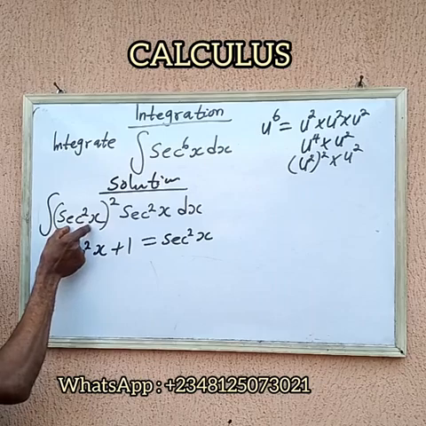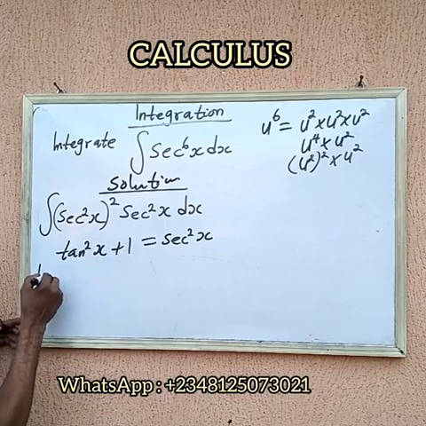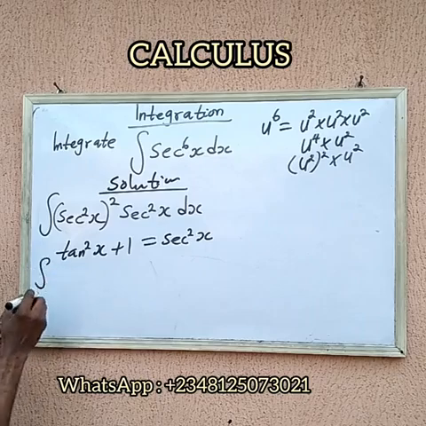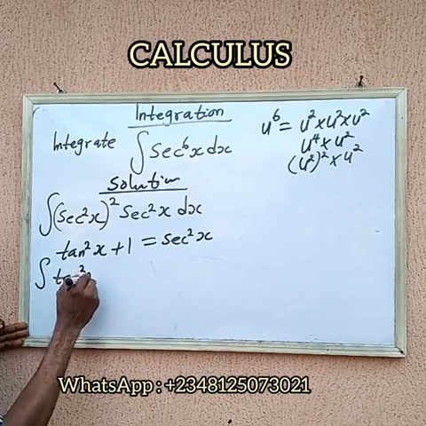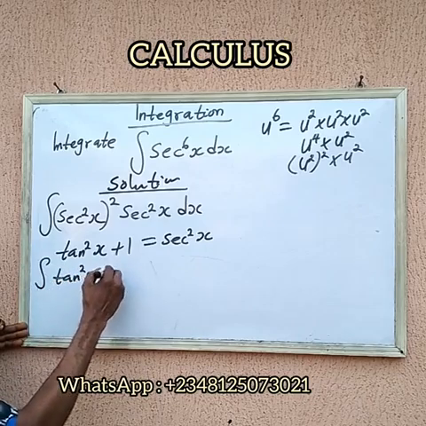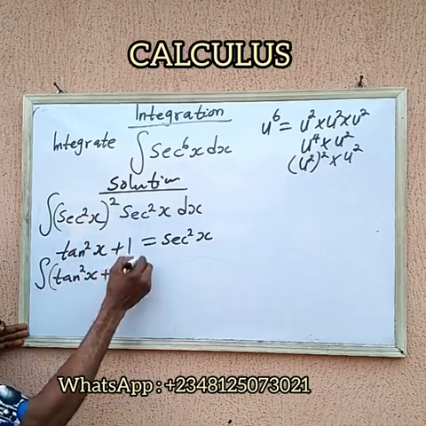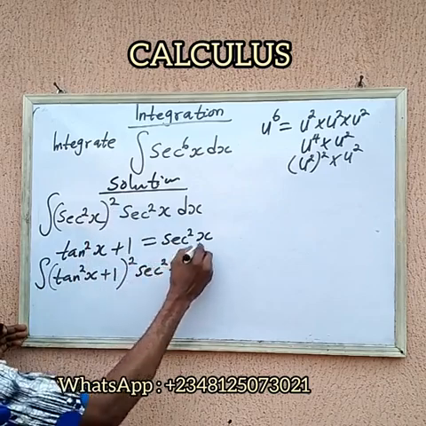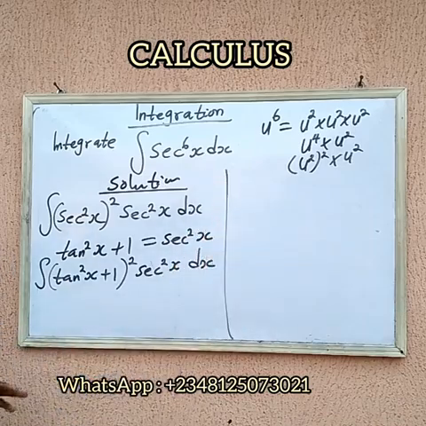Let us replace it with this one. It has now become tan square x plus 1, then all squared because of this square here. We have sec square x dx. Good. So from here, we can use substitution now.